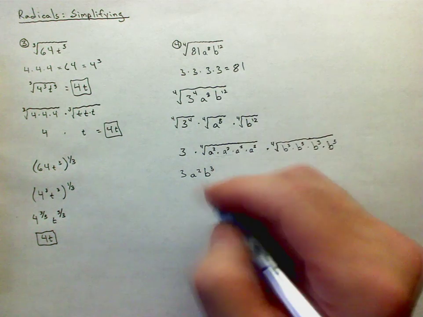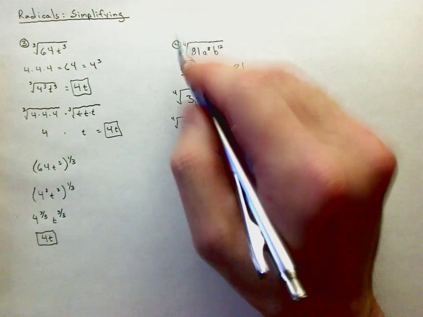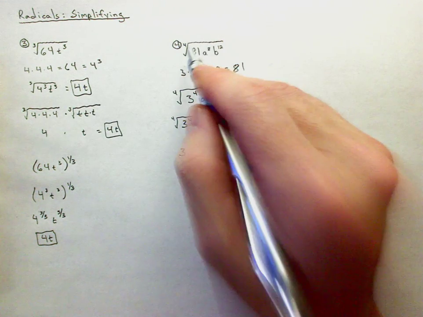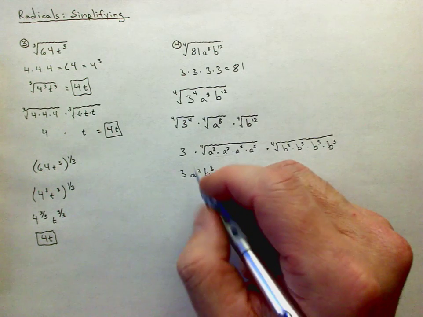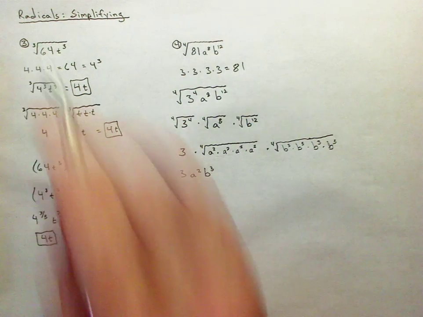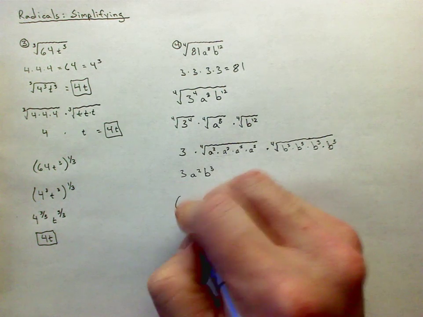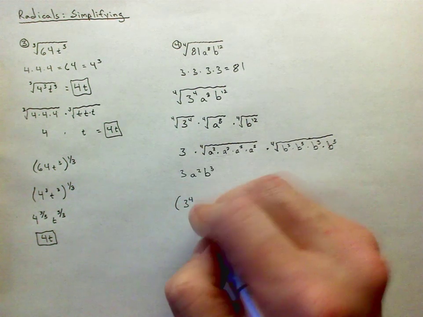Let me show you whenever I turn this into an exponent. What do you think the 4th root written as an exponent will look like? You've seen what a square root looks like, 1/2. You've seen a cube root, it looks like 1/3. My 4th root will be 1/4.